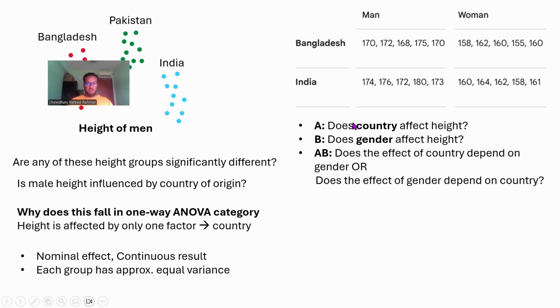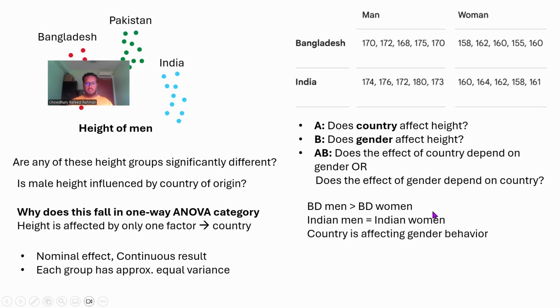Understand this very clearly. We have A, we have B, and we have AB, because AB puts these two effects together. Let me show you an example of what I mean by this. For example, BD men are taller than BD women. BD means Bangladesh. And Indian men are not taller than Indian women. They are equal in terms of height. In this case, you can clearly see that the country of origin is affecting the gender behavior. So here, A and B are interacting.